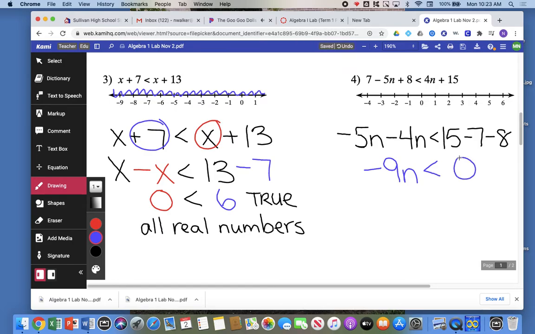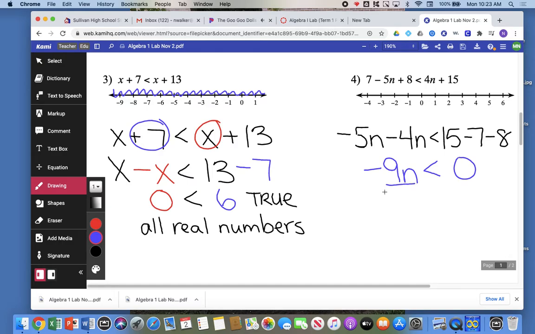0. Hey, is this one of those all real number things? No, it's not. That's not a no solution either. Well, look, do we still have a variable? You have a variable. The only time we say all real numbers or no solution is if the variable cancels and becomes 0. We still have an n here to solve for, so you solve for it.